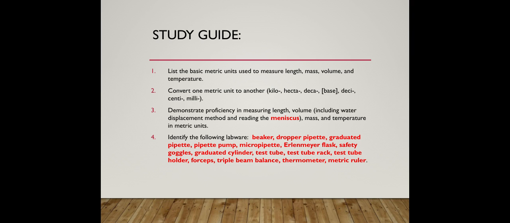You'll have to be able to demonstrate being able to measure length, volume, including water displacement, mass, and temperature in metric units, and then being able to identify a beaker, a dropper pipette, a graduated pipette, a pipette pump, micropipette, Erlenmeyer flask, safety goggles, graduated cylinder, test tubes, test tube rack, test tube holder, forceps, triple beam balance, thermometer, and metric ruler.